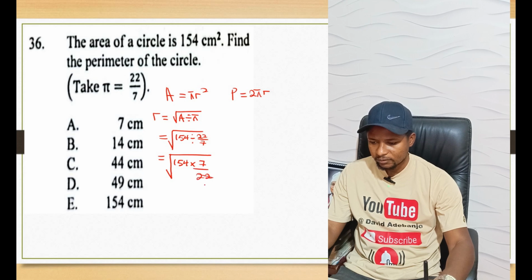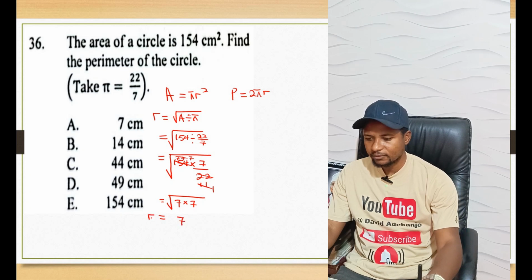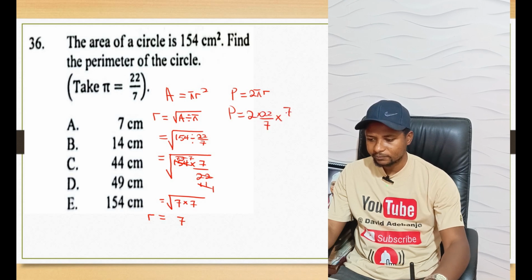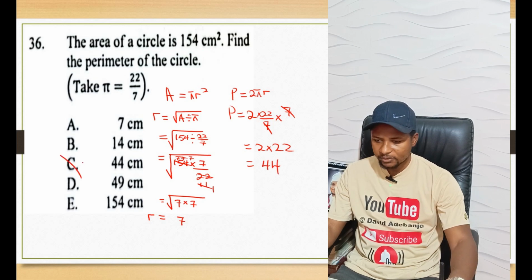2 here you have 11. 2 here you have 7 and 7. So 11 again you have 1. 11 you have 7. So you have 7 times 7, which is 49. And the square root of 49 is what? 7. So you have your radius to be 7. So you can find your perimeter now, which is 2 times 22 over 7 times 7. 7 cancels 7. And then you're left with 2 times 22, which will give you 44. So our answer is 44 cm, option C.